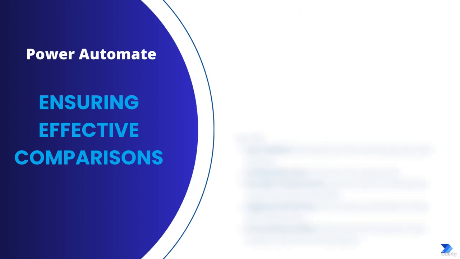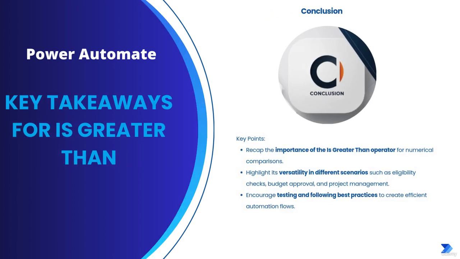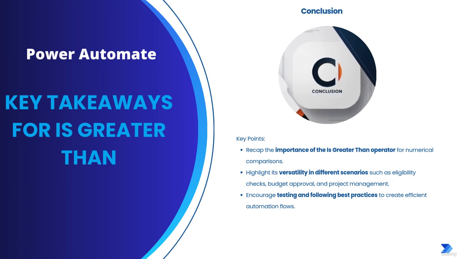Conclusion. The is greater than operator is a powerful tool in Power Automate for implementing numerical comparisons. By understanding its functionality and applying best practices, you can create effective automation processes that respond dynamically to numerical thresholds. The examples provided illustrate common scenarios where this operator can be effectively utilized, emphasizing its importance in various applications.